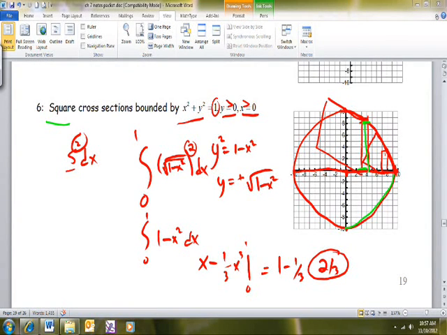So as far as the cross sections go, you want to write down your formula for whatever you're looking at. Semicircles is the only one you really have to be careful about, because with a semicircle, the radius that you have is not your function. The function ends up being the diameter. But for something like a square or a rectangle, the side is just your function.